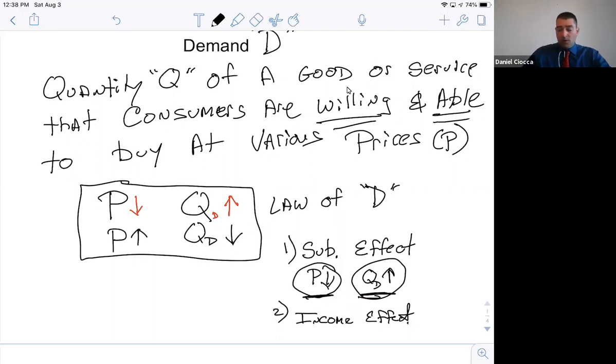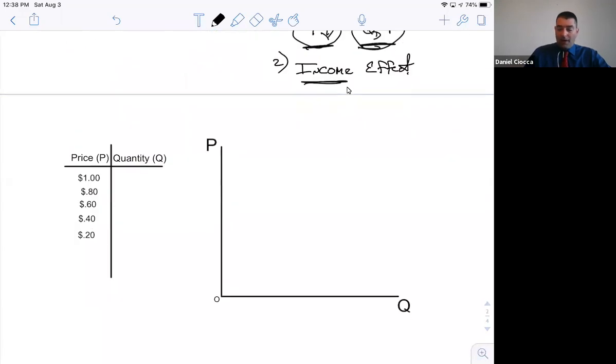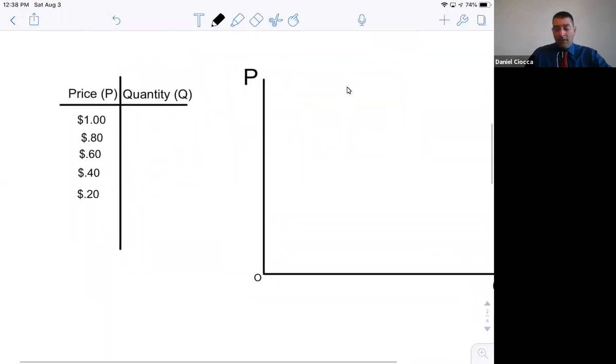So the two main reasons why we see this inverse relationship between price and quantity from the customer's perspective are the substitution effect and the income effect. Now let's see it in action. I want you to imagine that I was selling chocolate bars, and I've done this exercise in my classrooms before, and I say, okay, here's the deal.